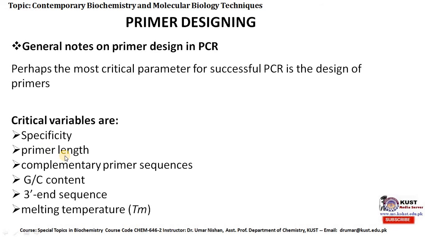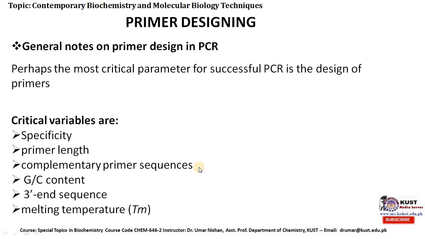Primer length is very important. Primers should not be very short and they should not be very long, because if primers are short, they can bind nonspecifically to a sequence that they are not aimed to bind with, or if the primer length is very big, it will be difficult for the primers to anneal with the sequence they intend to anneal with. So this is why primer length is very important.